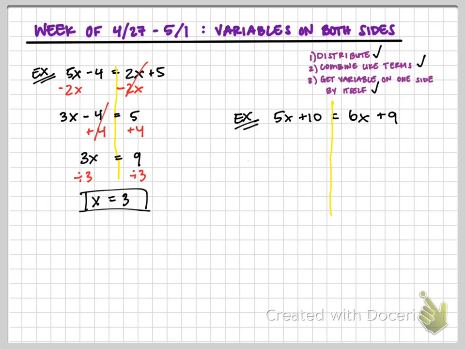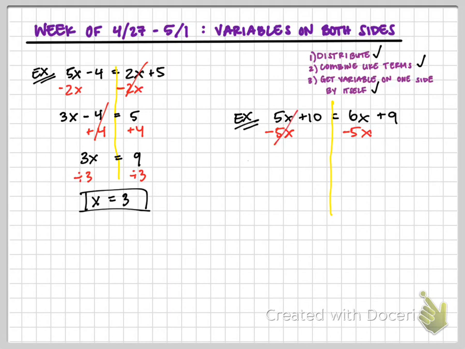So here I see I have a 5x on the left side and a 6x on the right side. Remember, the easier way to go about it is to bring the variable to the side that has the bigger number in front. So 6x is bigger than 5x. I'm going to use my inverse operations. To cancel out this 5x, I'm going to subtract instead. Whatever I do to one side, do to the other.